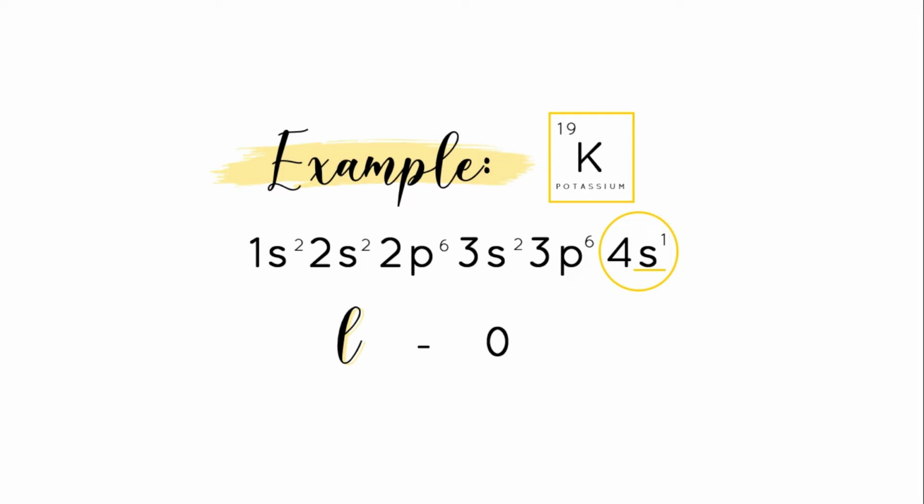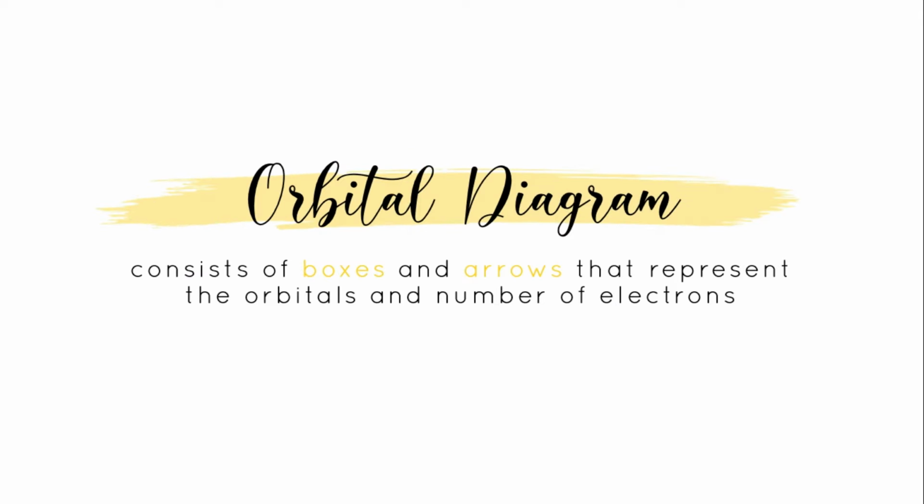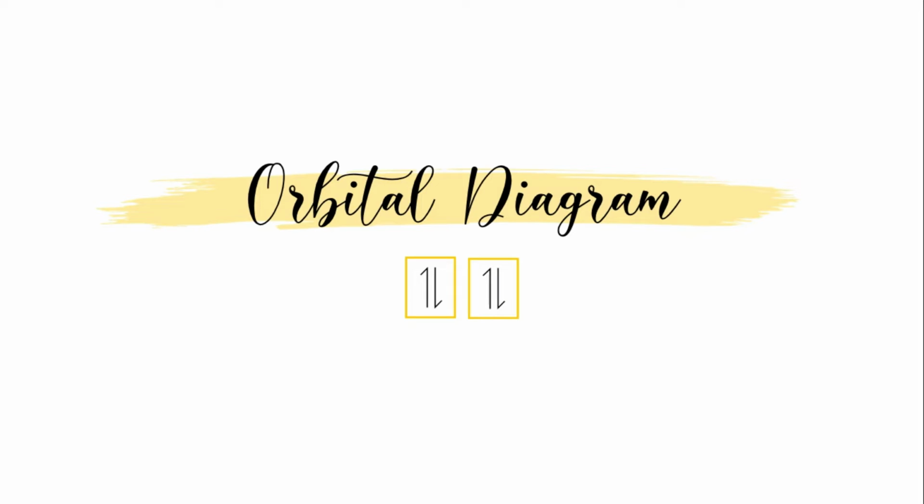So for the first two quantum numbers, we use the electron configuration to determine them. Now, for the last two quantum numbers, we are going to use the orbital diagram. So the orbital diagram consists of boxes and arrows that represent the orbitals and number of electrons. So in our orbital diagram, just remember that the boxes correspond to the orbitals and the arrows correspond to the number of electrons.